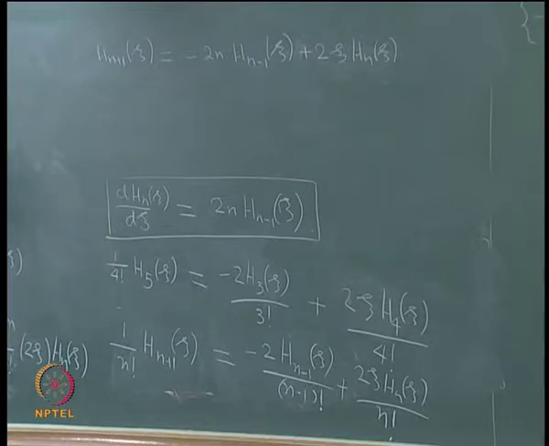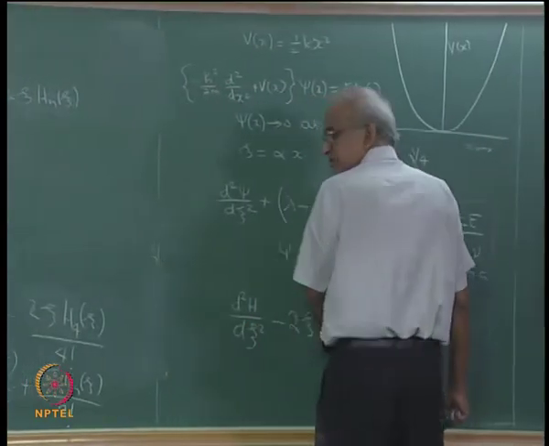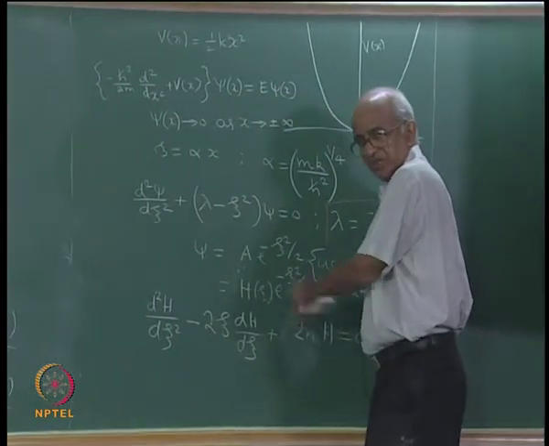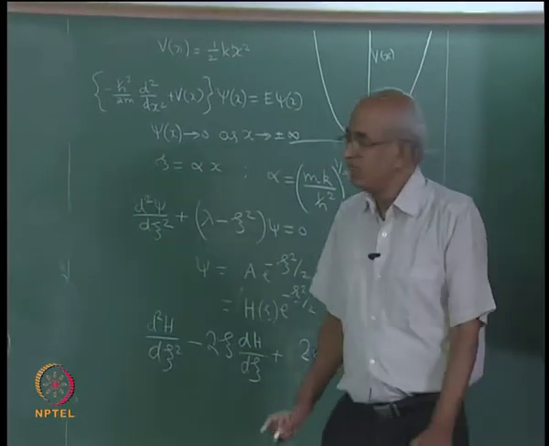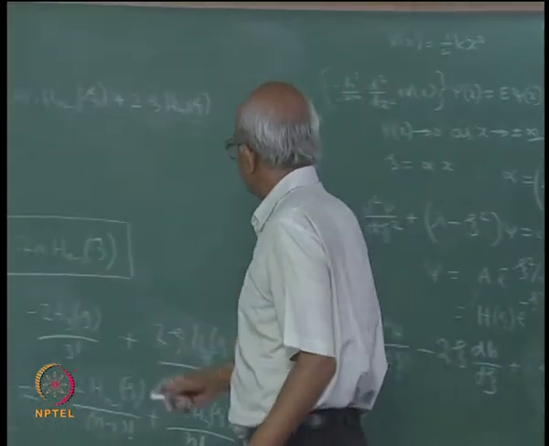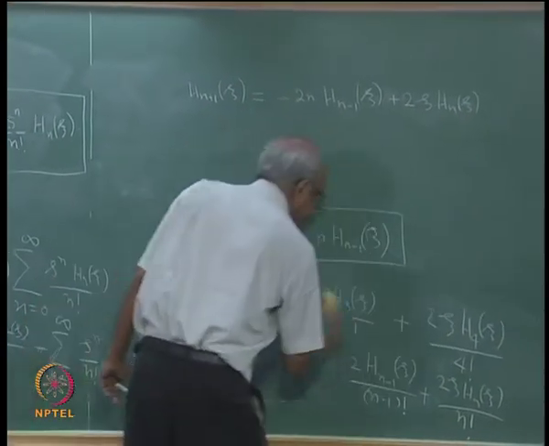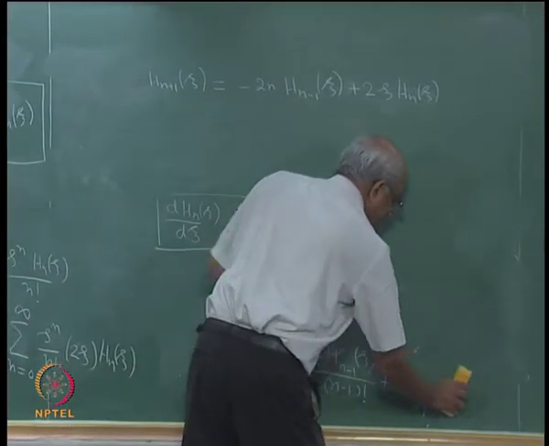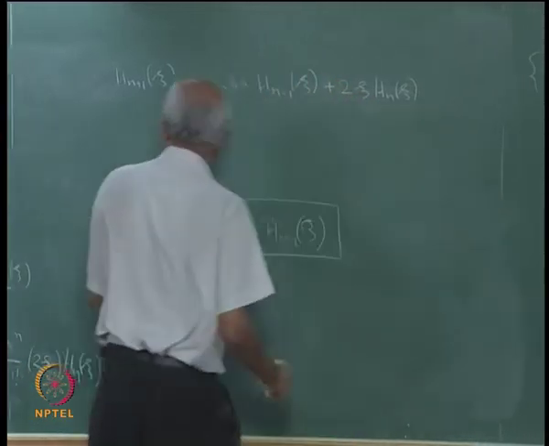Now, my ultimate aim is to show that h n actually obeys this equation. That is what I want to show. H n obeys this equation is what I want to show. So, how will I do that? I have these two equations and I can use these two equations, I can manipulate them and then get that differential equation. So, how will I manipulate them?